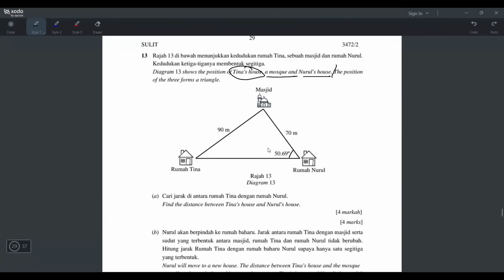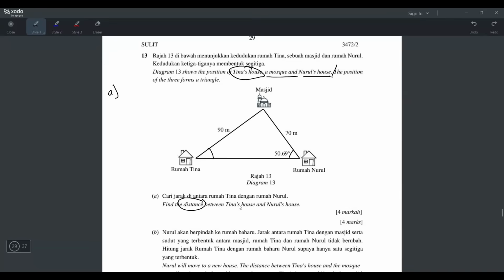Okay, 50, 70, 90, and then other angles ini. I can see there's one complete pair. So we can actually use sine rule to find this angle. When can we use sine rule? When we have the opposite of what we want to find and one complete pair, right? That is why I said you can use sine rule to find this angle. But is that what they want? I don't know. Let's see.